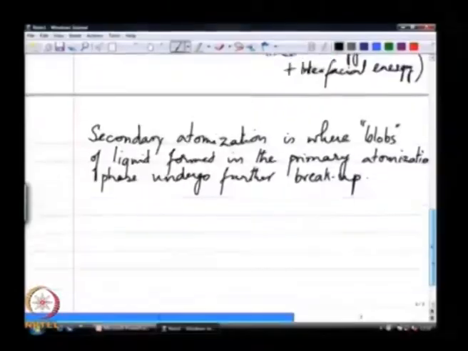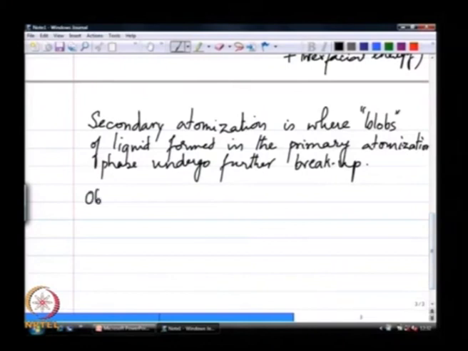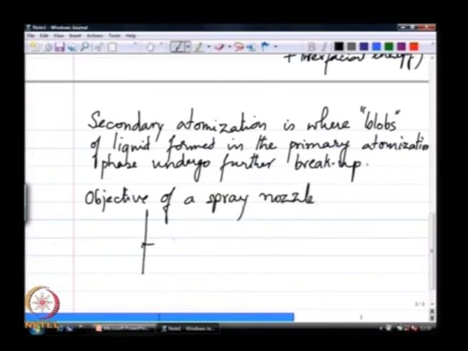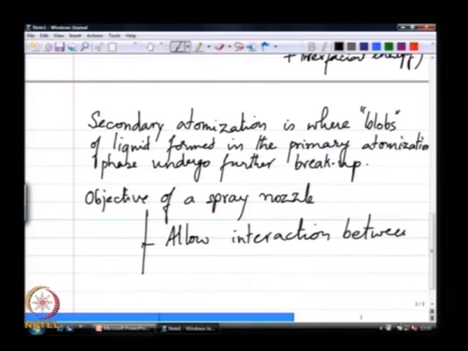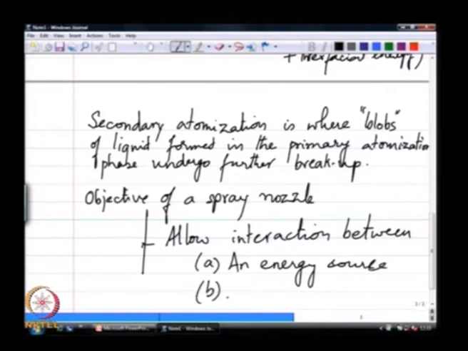All right. So, the objective of a spray nozzle is to allow interaction between A, an energy source, and B, a bulk liquid source.